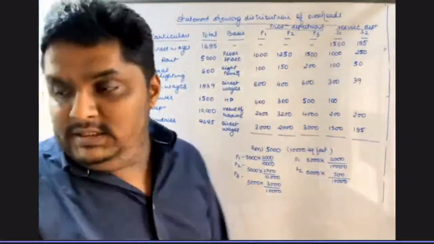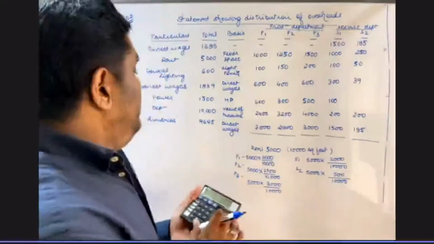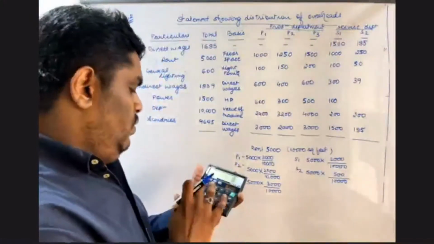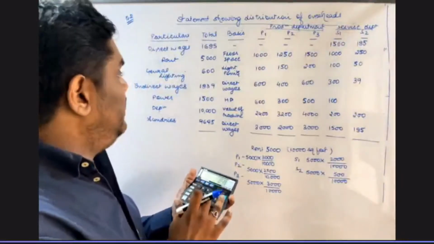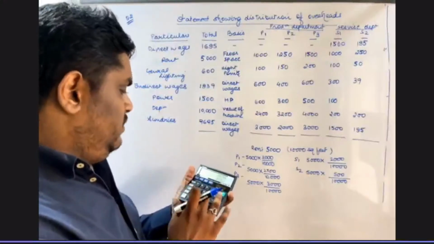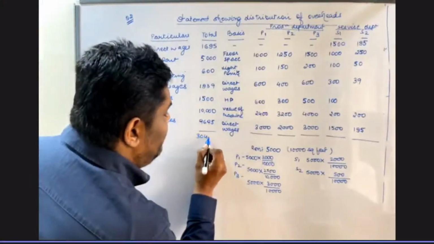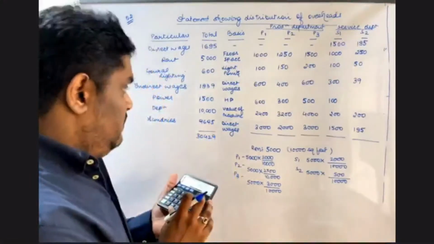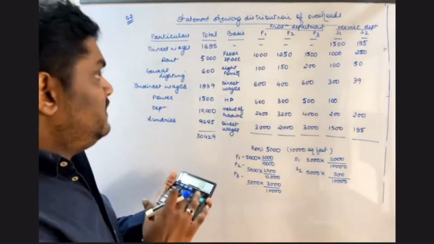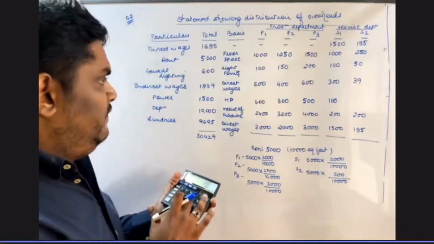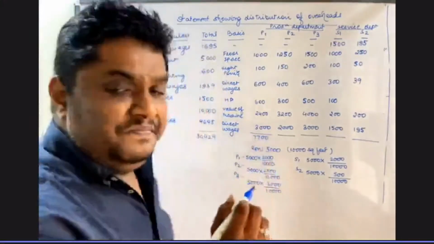So my total overheads, after distribution, will be 1695, 5000 plus 600 plus 1939 plus 1500 plus 10,000 plus 9695. So this is 32,3429. This will be 1000 plus 100 plus 600 plus 600 plus 2400 plus 3000. So this is 7700.